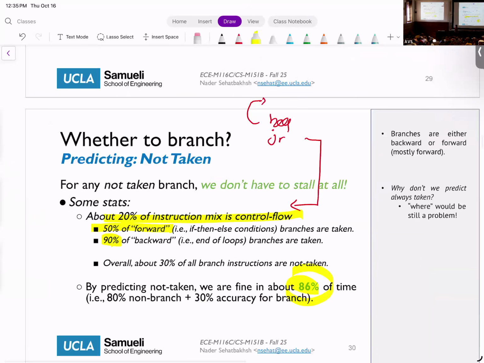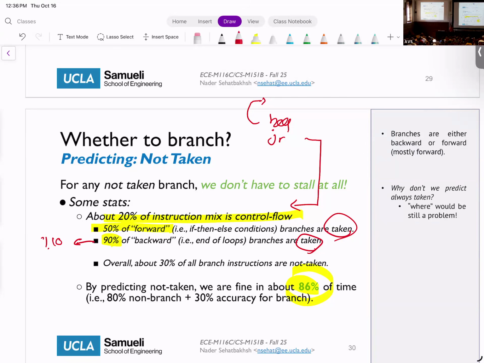You might also wonder why we don't then do taken branches, because this will obviously show that if we actually predict taken, we would be significantly more accurate, right? Because right now we are predicting not taken, but for example here it basically says that only 10% of the time you're correct.